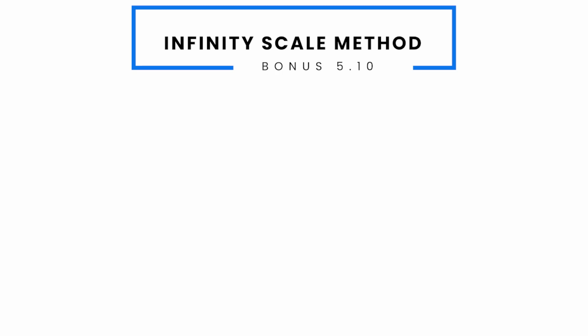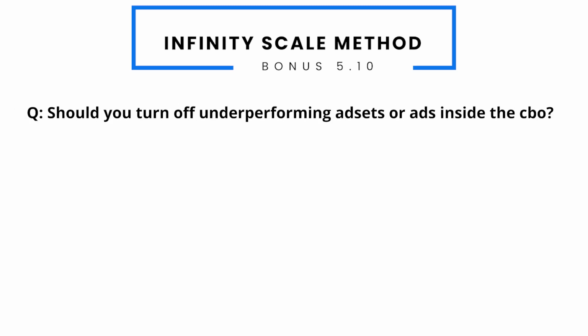Now, to wrap the video up, let me go over 2 common questions I'm anticipating many of you guys might have. The first question is, should you turn off underperforming ad sets or ads inside the CBO? The answer is no. I never touch the ad sets or ads within my CBO. High spend CBOs will eventually optimize on their own, and underperforming ad sets or ads will stabilize. I find that by touching the ad sets or ads, this interferes with the Facebook algo, and you end up getting worse results than you would have if you just left the CBO as it was.